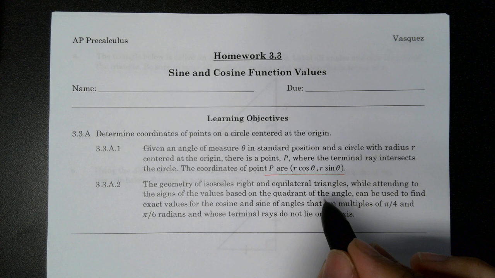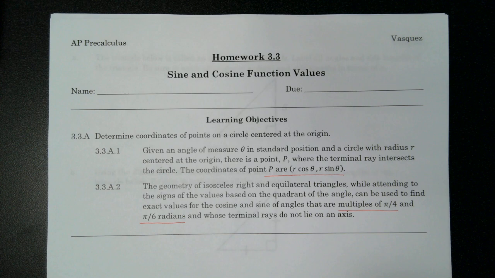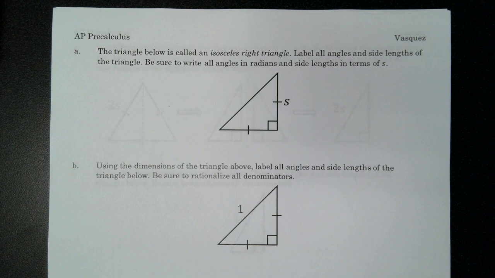We're going to talk about that more, and then also find the exact values of cosine and sine for angles that are multiples of pi over 4 and pi over 6 radians. So let's look at that. First, let's figure out how we get the values on the unit circle.